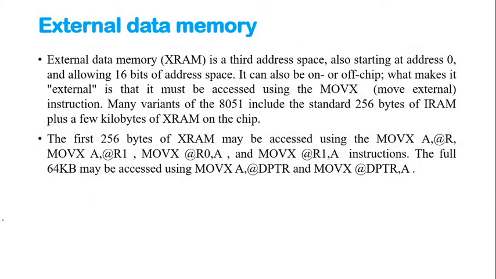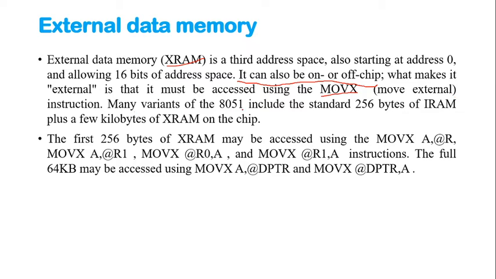Next one, that is the last one, and we can call it the external data memory. Now external data memory, or we can say XRAM, is a third address space, also starting at address 0 and allowing 16 bits of address space. Now it can also be on or off chip. What makes it external is that it must be accessed using the MOVX instruction. MOVX means move external instruction.